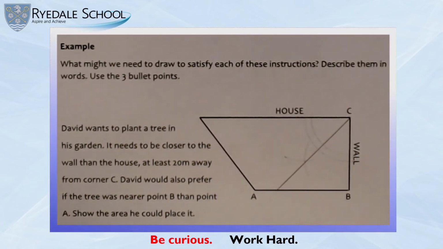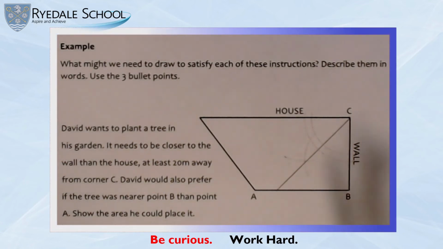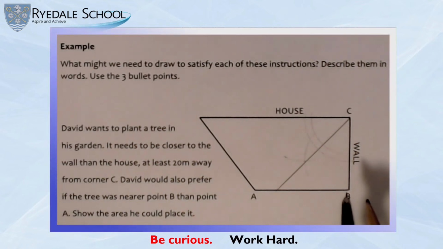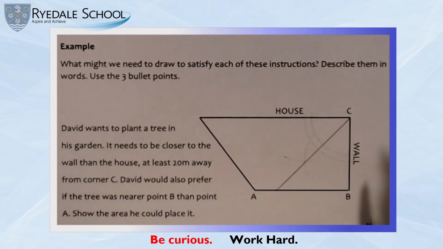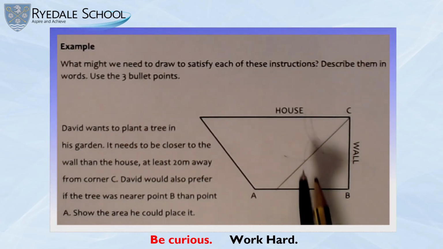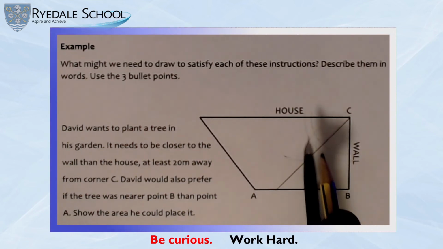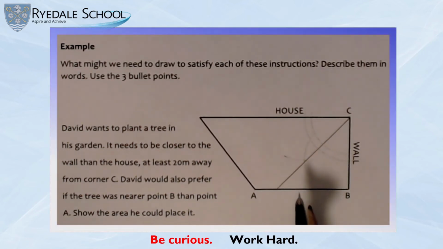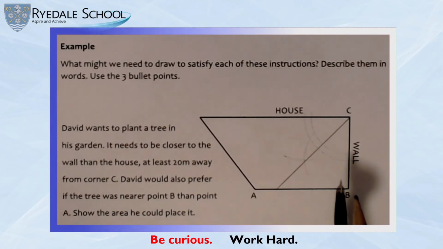Finally, for our third construction, it says David would prefer if the tree was nearer point B than point A. Okay, and this is our line bisector. Okay, if we have a line between A and B in the middle, they would be all the points that are the exact same distance. So if it's that side of the line, it would be closer to B.